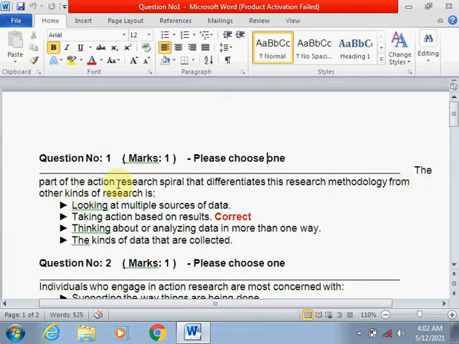The part of the action research spiral that differentiates this research methodology from other kinds of research is: looking at multiple sources of data, taking action based on results, thinking about or analyzing data in more than one way, the kind of data that are collected. The correct answer is this.